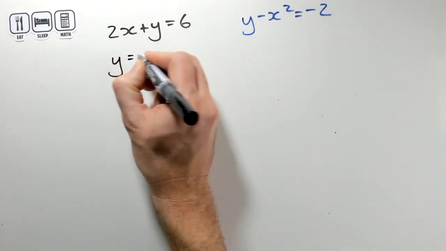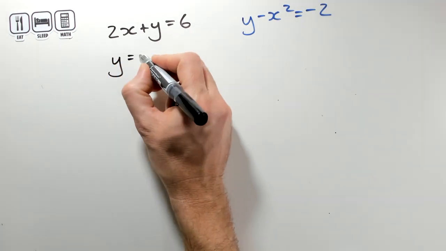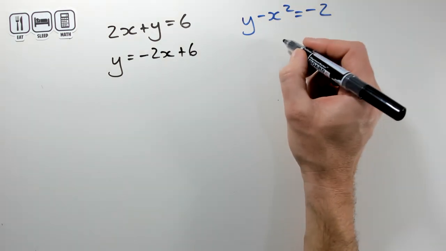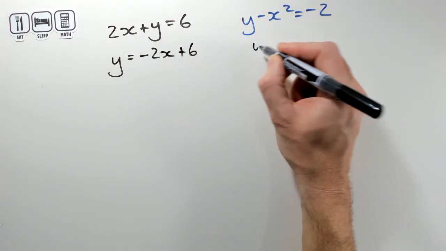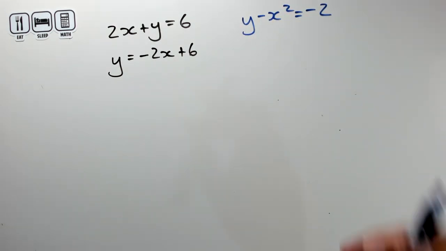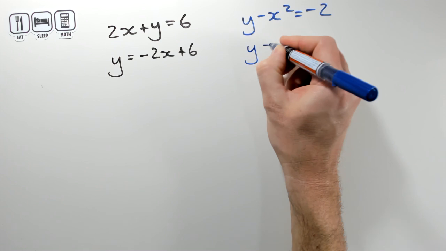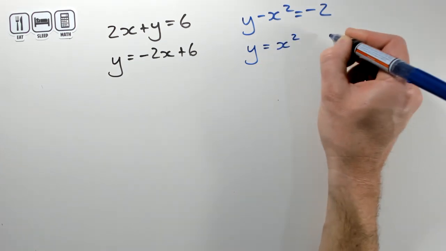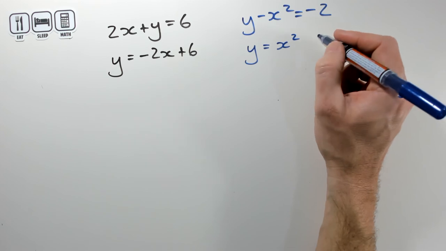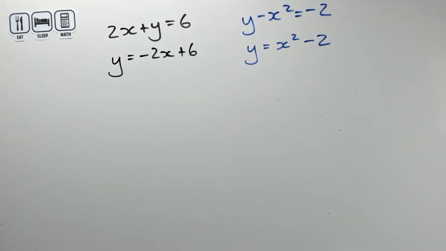So y is going to be negative 2x plus 6. And in this case, I'm going to have y, let's do that in blue as well, just keep the colors the same. y is equal to x squared plus... is that okay? It doesn't seem too difficult. Anyway, they are a little bit different.